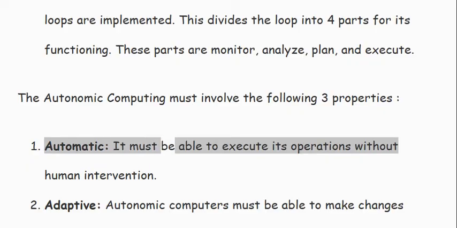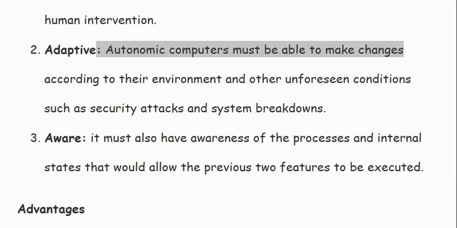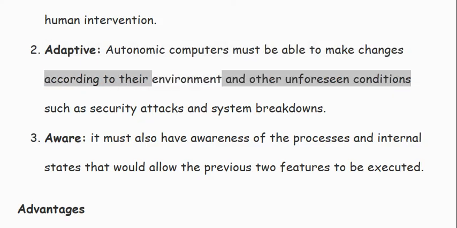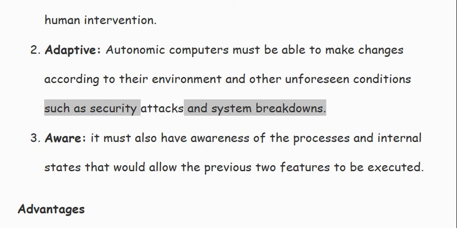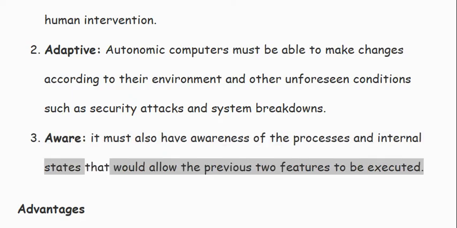Automatic. It must be able to execute its operations without human intervention. Adaptive. Autonomic computers must be able to make changes according to their environment and other unforeseen conditions such as security attacks and system breakdowns. Aware. It must also have awareness of the processes and internal states that would allow the previous 2 features to be executed.